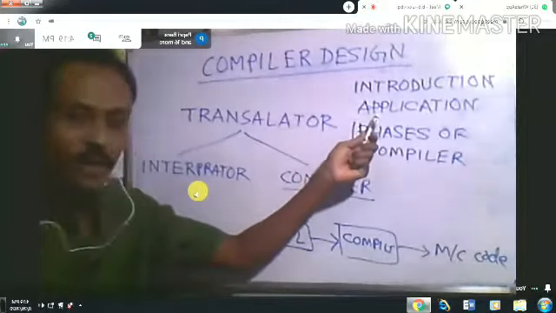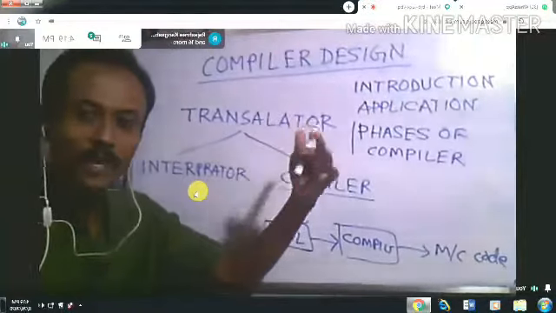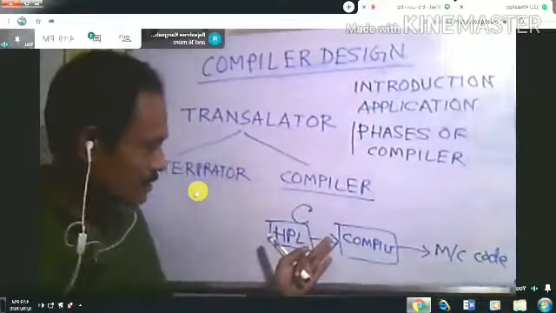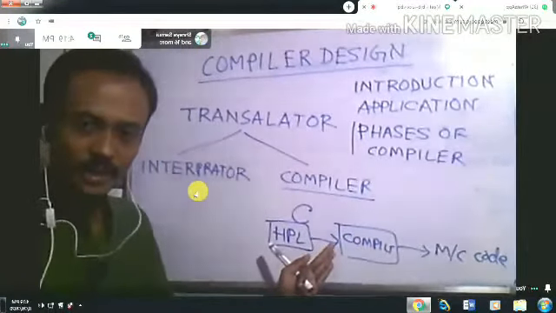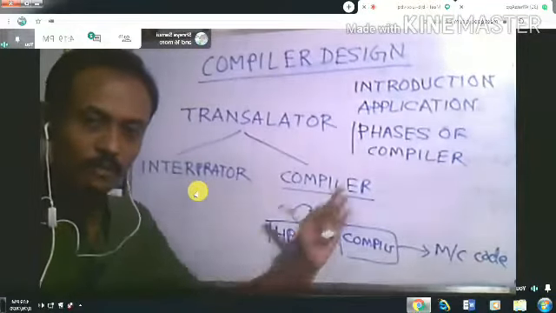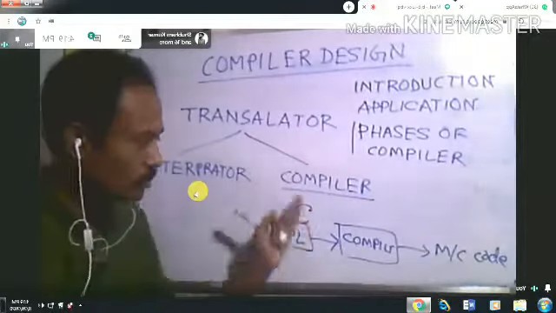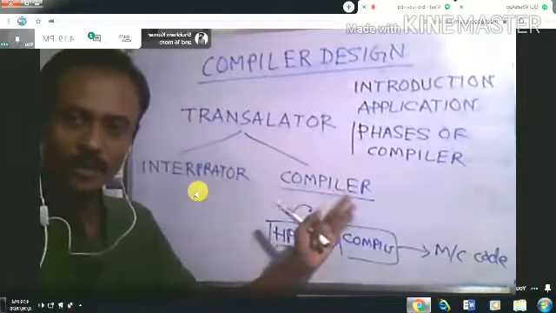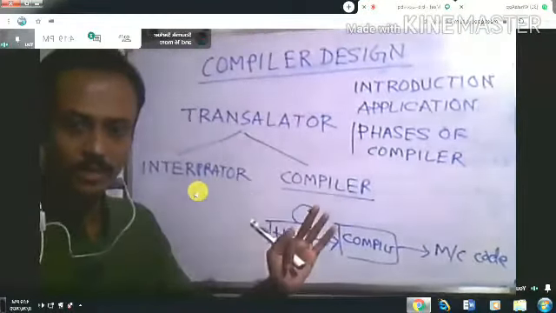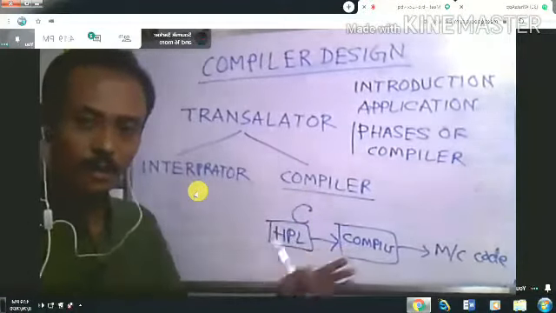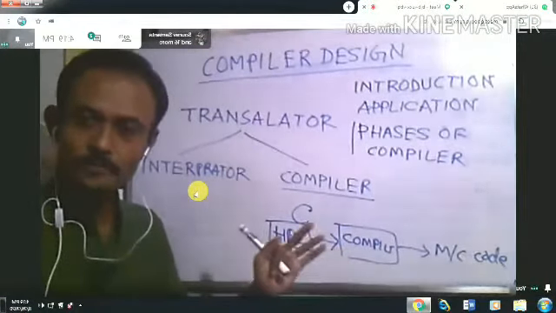When we discuss the applications of the compiler, we will see the compiler can be used in different ways. Here it's only one application: transformation of high level programming to machine level programming, that is, code generation. This code generation is only one application, but there are so many applications of the compiler in real life.